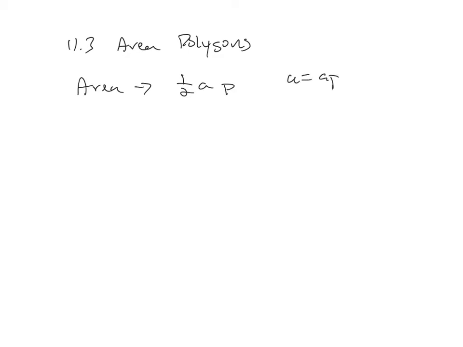All right, so let's continue with area. Today we'll actually find the area of polygons. So the formula is 1/2 AP. And the A is the apothem. And the P is the perimeter.